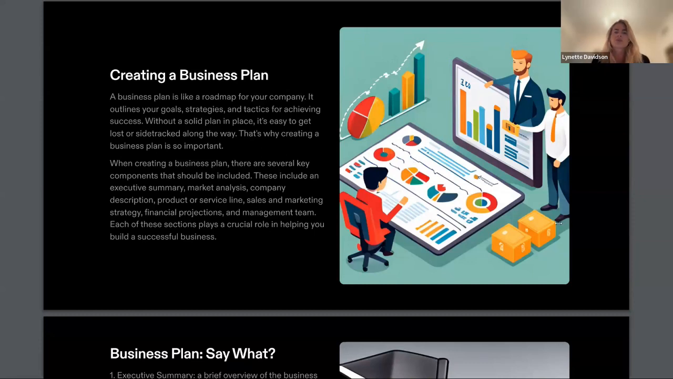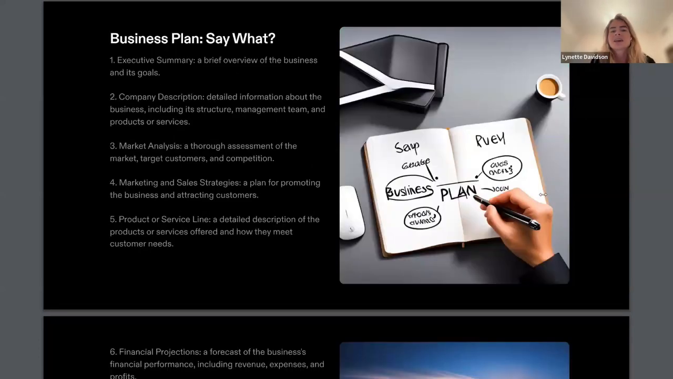The first thing you need to include in a business plan is an executive summary. This means a brief overview of your business and its goals. The second is a company description. This means detailed information about the business, including its structure, who is going to be the management team, and what products or services you are going to sell.